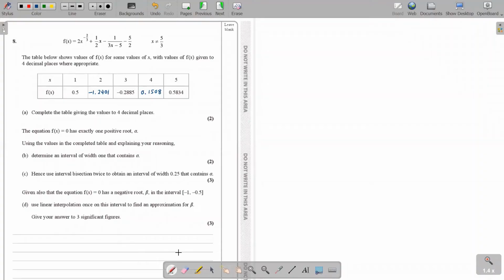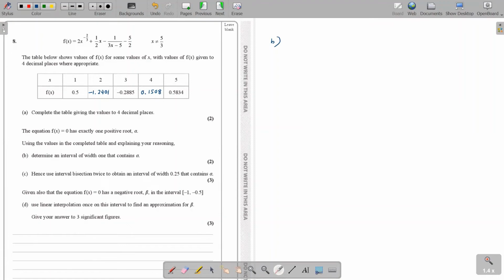That's done. Part B. The equation f(x) equals 0 has exactly one positive root alpha. Using the values in the completed table and explaining your reasoning, determine an interval of width 1 that contains alpha. First thing you need to realize here is what? When you say that there is a root, how do you identify there is a root? On either side of the root, there is a sign change for what values? There is a sign change for the y values.